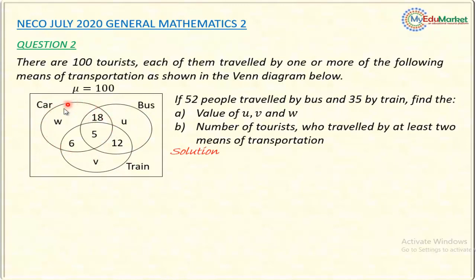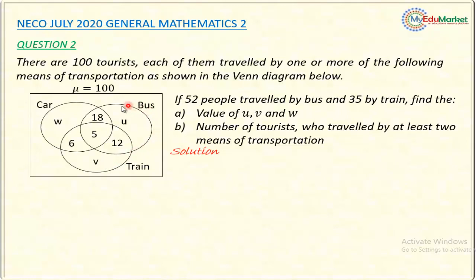I have those that traveled by car. This is the circle. Some traveled by car and bus, they are 18. Some traveled by all three means, there are 5 from this Venn diagram. Those that traveled by car and train only, there are 6. Those that traveled by bus and train only, there are 12. And those by car and bus only, there are 18. I have W to be those that traveled by car only, U to be those that traveled by bus only, and V to be those that traveled by train only.